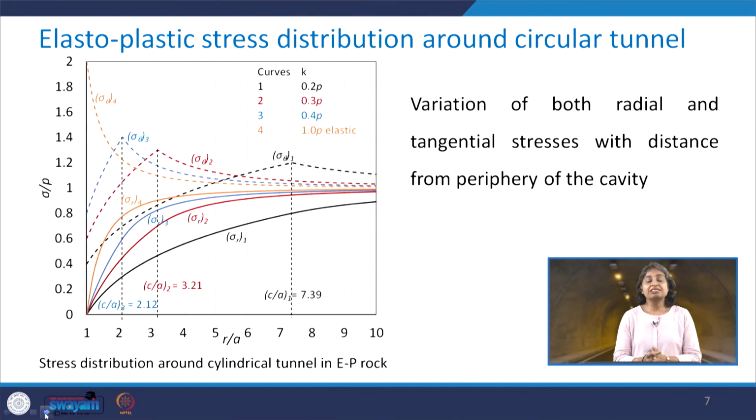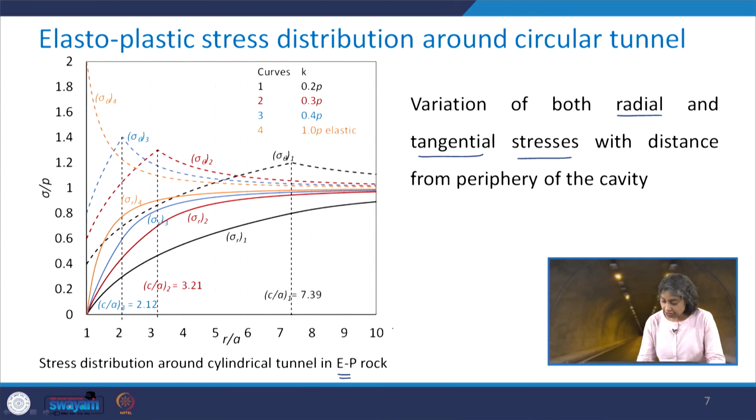Now, here is the stress distribution around the cylindrical tunnel in the elastoplastic rock, where this rock is following the Tresca yield criteria. In this figure, the variation of both radial as well as tangential stresses with distance from the periphery of the cavity has been shown.